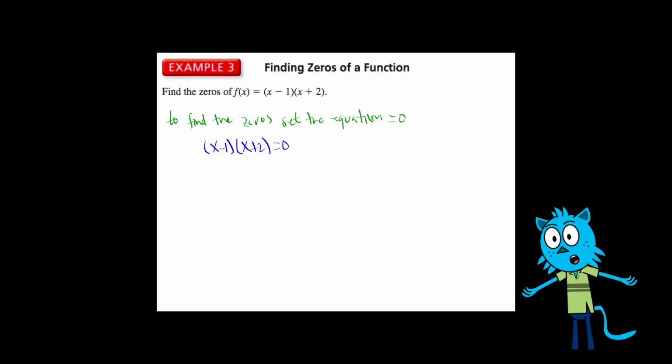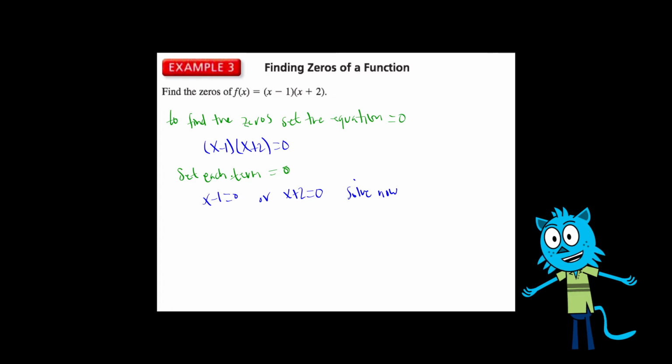Once we have that, we want to apply the zero product property rule, where one of these two factors that's being multiplied has to equal 0. Okay? So let's do this. Let's go ahead and set each of these terms equal to 0 and then solve it. So we have x minus 1 is equal to 0, or x plus 2 is equal to 0.